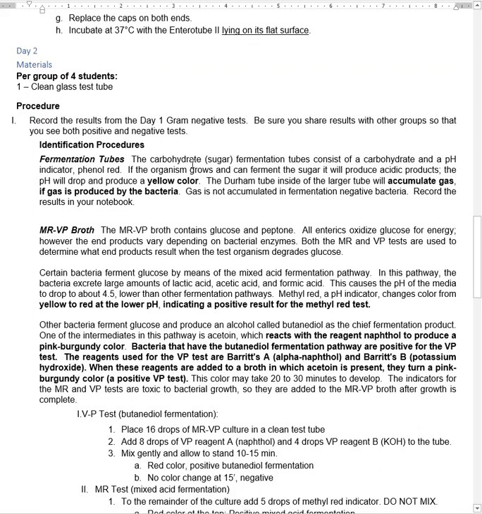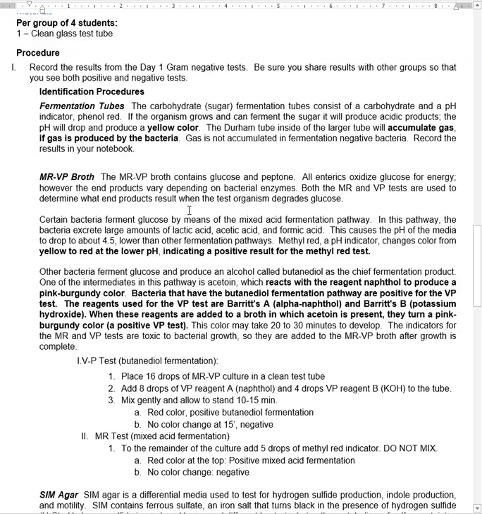Okay, so the fermentation tubes, that's really easy. It's yellow or it's not yellow. If it's not yellow, it's negative. Gas, it's either positive or negative, real easy.